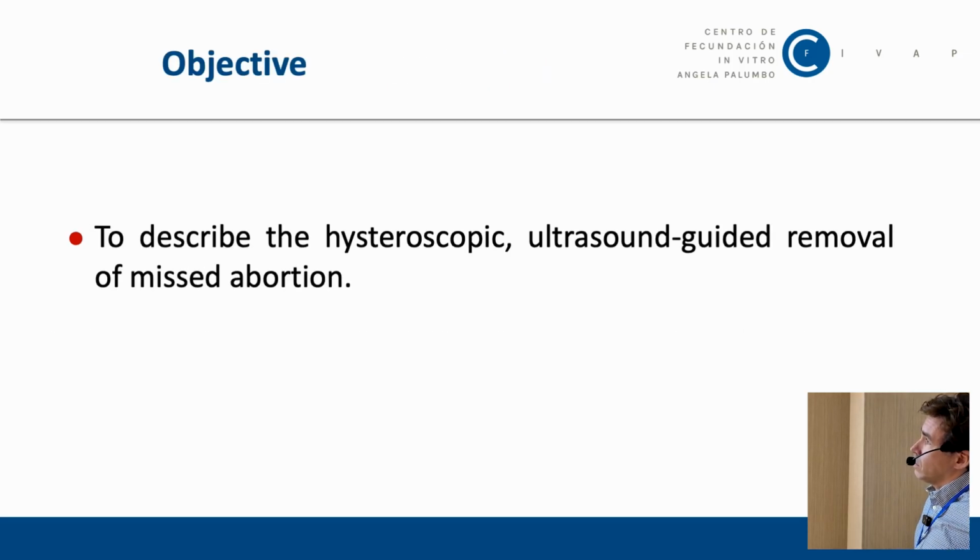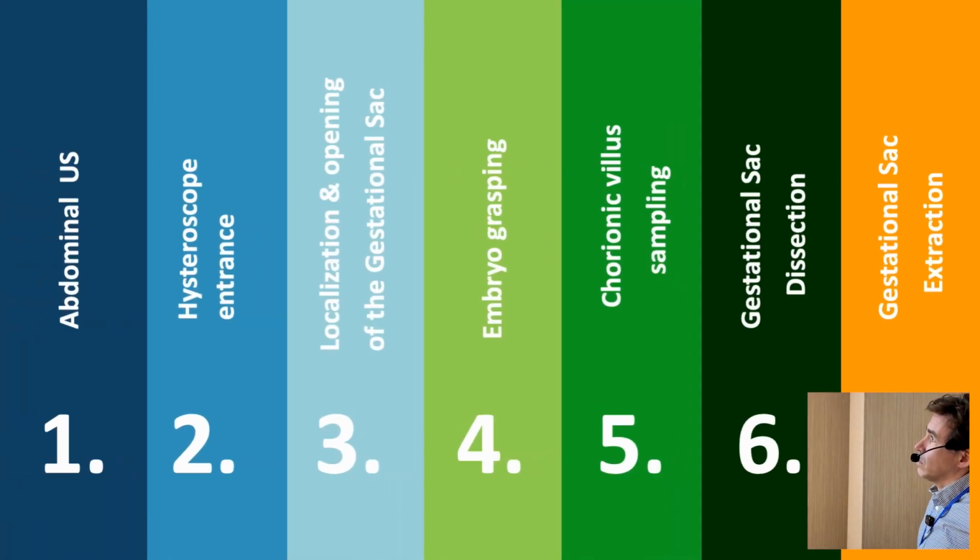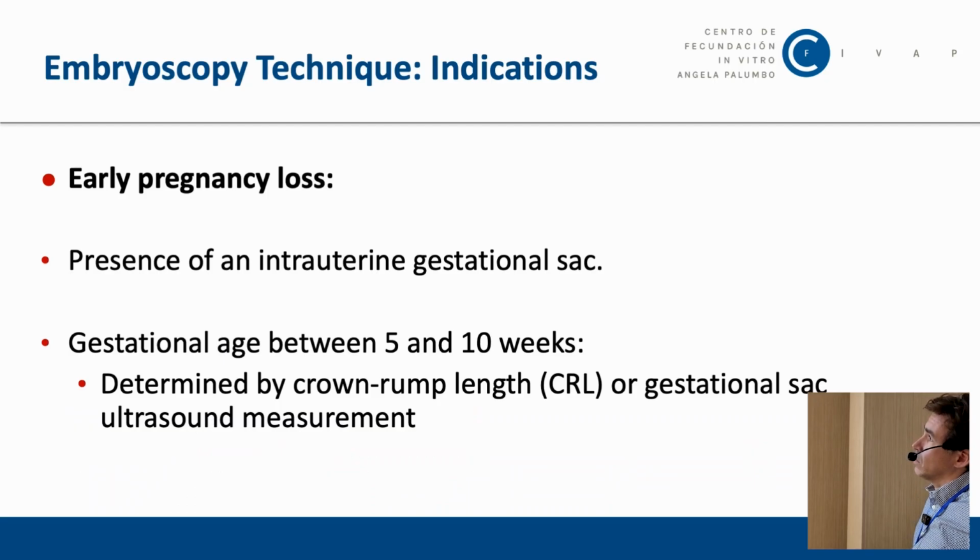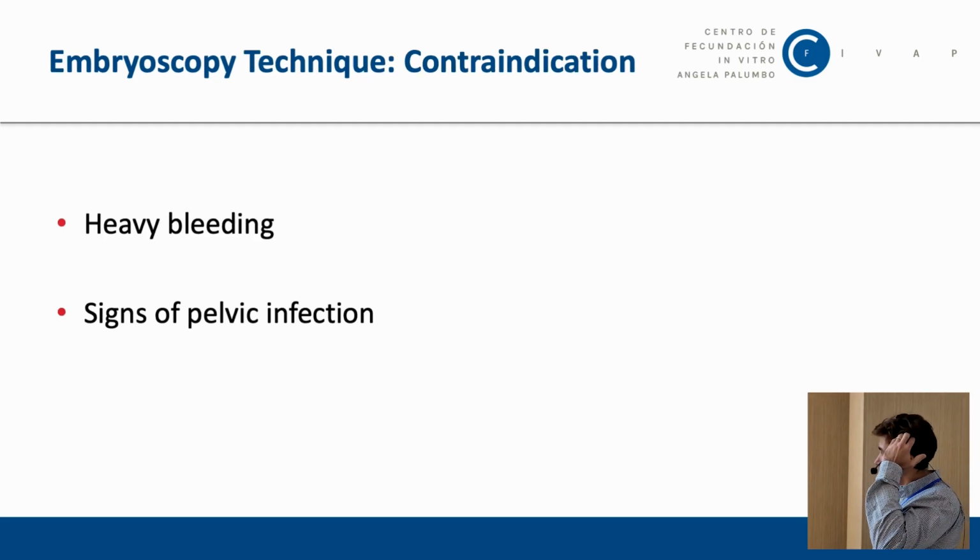The objective of this article is to describe the hysteroscopic ultrasound-guided removal of missed abortion, with a video that illustrates this technique step by step. Embryoscopy is indicated in early pregnancy loss with the presence of an intrauterine gestational sac between 5 and 10 weeks determined by ultrasound measurement. It is contraindicated in cases of heavy bleeding and signs of pelvic infection.